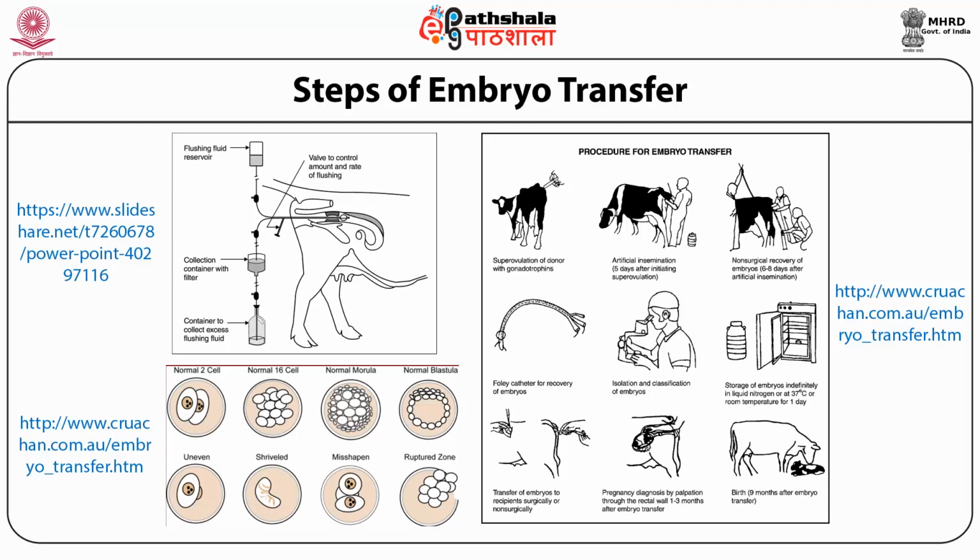So the genetically superior donor is induced for multiple ovulation, and then it is inseminated with the semen of high quality bull. Then the embryos are isolated by means of ultrasonography, and they are examined under microscope to ascertain their quality. The high quality embryos are transferred to the recipient or surrogate mother, or these embryos can be stored in liquid nitrogen and can be transported to long distances.